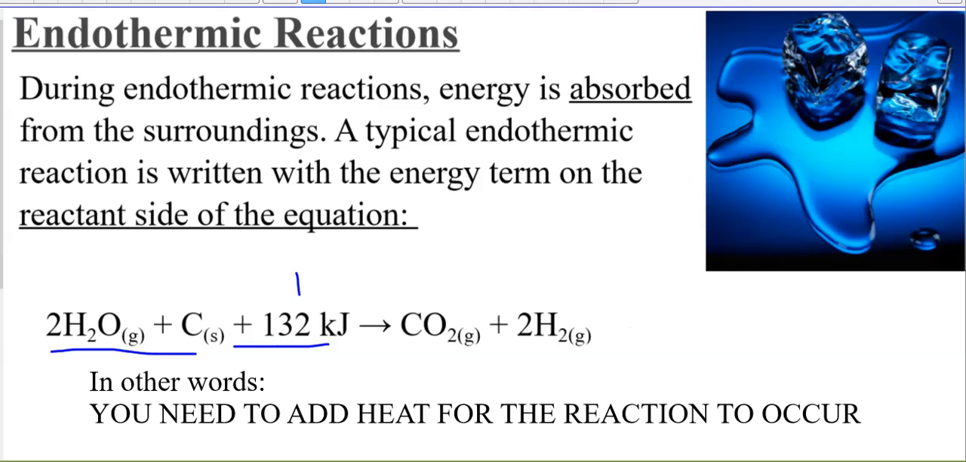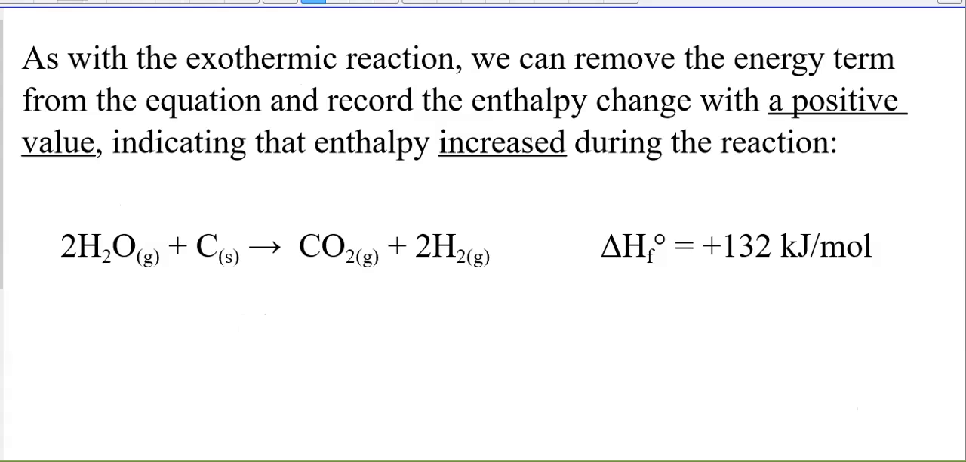And so your enthalpy gets put on the reactant side. In this case, if we're trying to make carbon dioxide and hydrogen, we would just have to react carbon with water and a little extra juice. So a little bit of extra energy, and we can actually make carbon dioxide and hydrogen gas. So endothermic reactions, the enthalpy gets put on the reactant side.